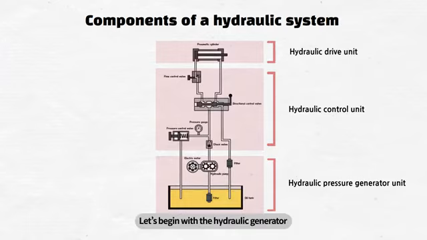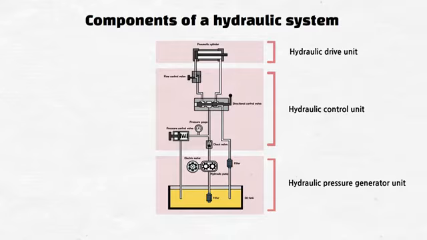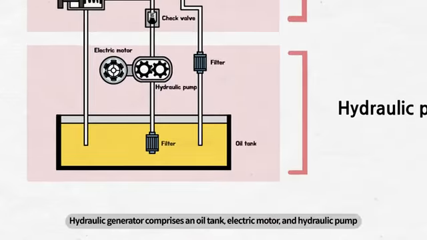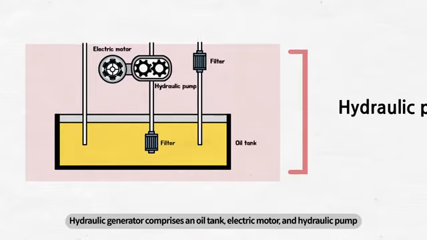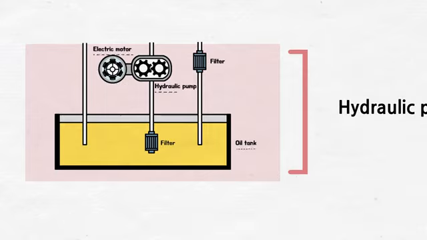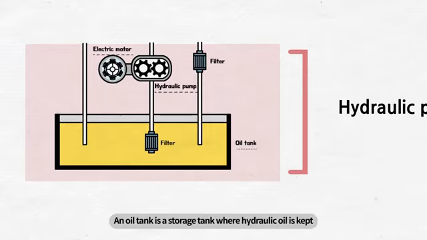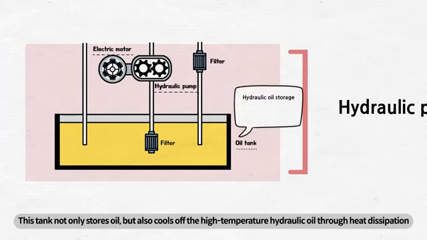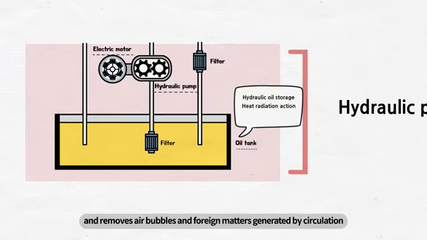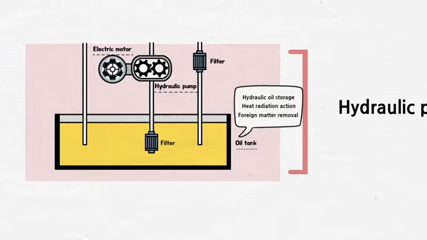Let's begin with the hydraulic generator. A hydraulic generator comprises an oil tank, electric motor, and hydraulic pump. An oil tank is a storage tank where hydraulic oil is kept. This tank not only stores oil, but also cools off the high-temperature hydraulic oil through heat dissipation and removes air bubbles and foreign matters generated by circulation.